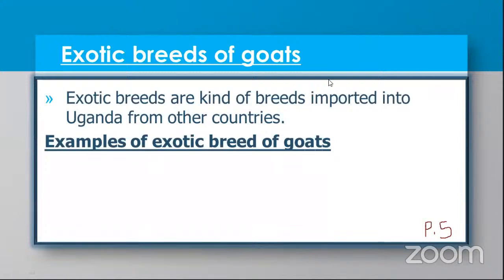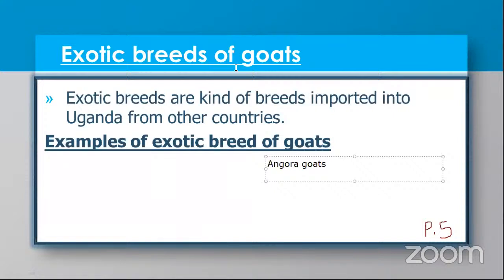Winnie said Angora goat. Winnie said we have Angora goats. Very good. Let me keep writing whatever you are mentioning. This is from Winnie. I'm going to write it at the side here. Winnie said Angora goats. That is one. Good. Two. Can someone give us another one?